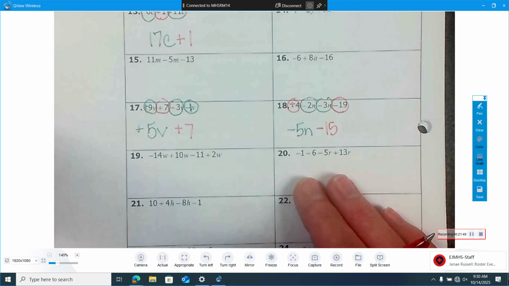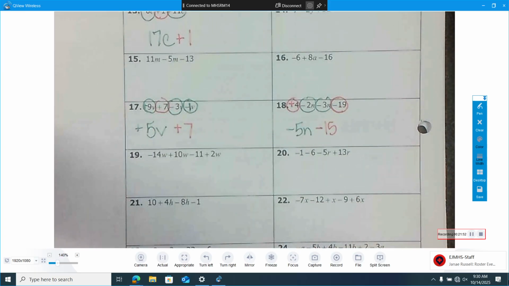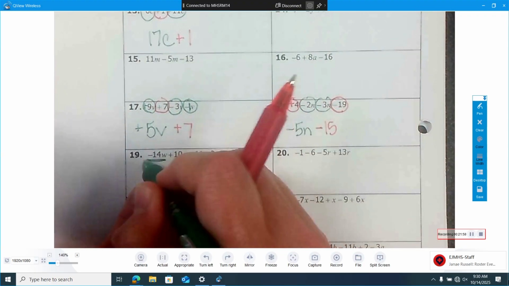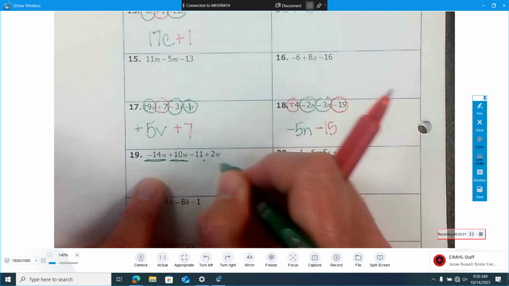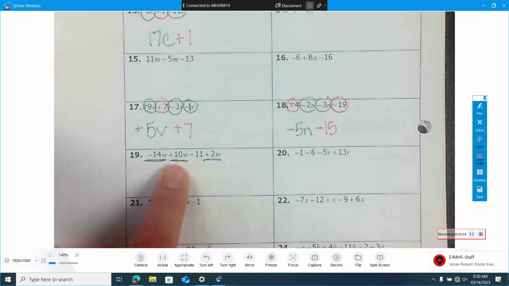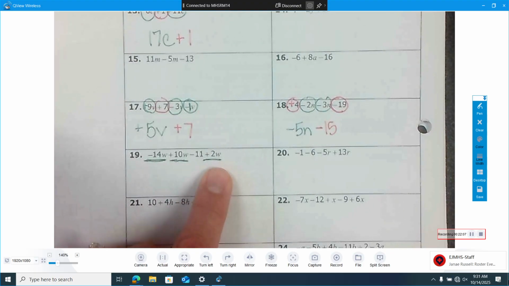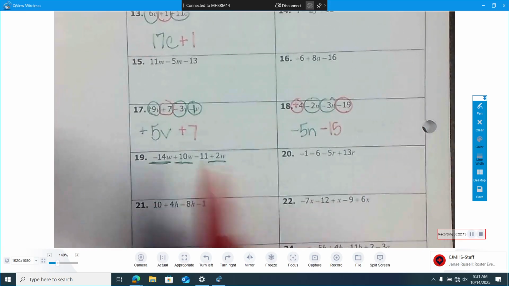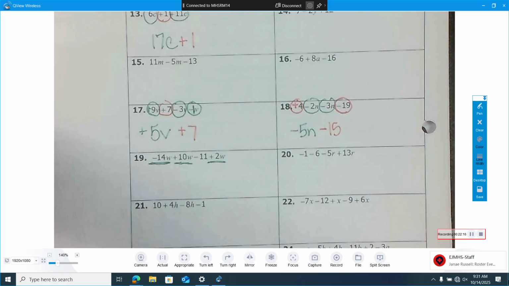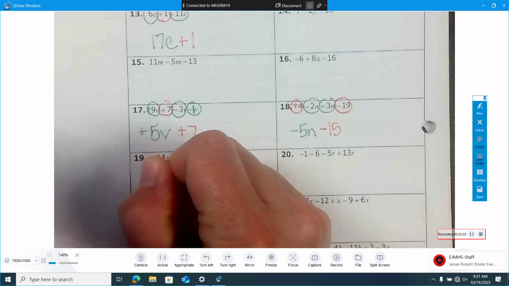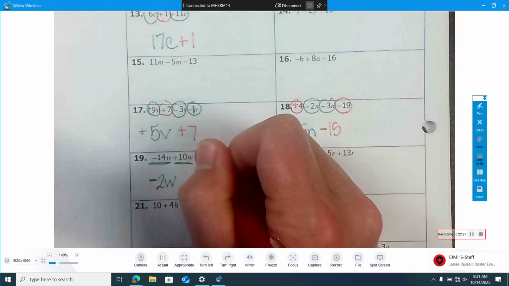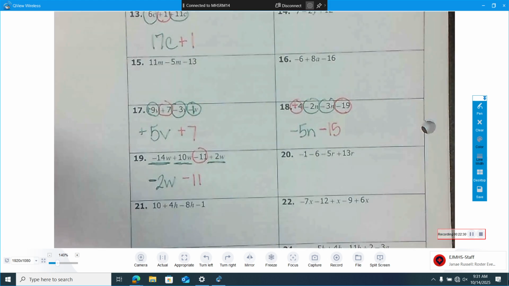Let's look at number 19. What are our variable terms here? Okay, we've got -14W, a +10W, and a +2W. We've got 14 negatives here. We've got 12 positives. So 14 negatives and 12 positives. Who's going to win? The negatives are going to win by how many? By 2. So -2W. And our constant term is that -11 is just going to tack on the end there.